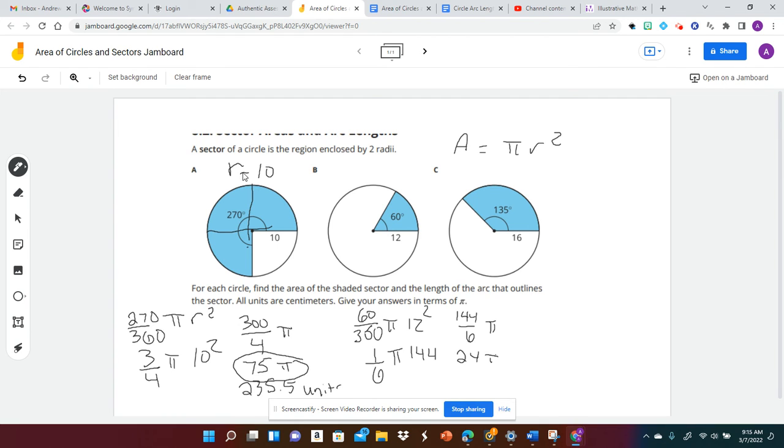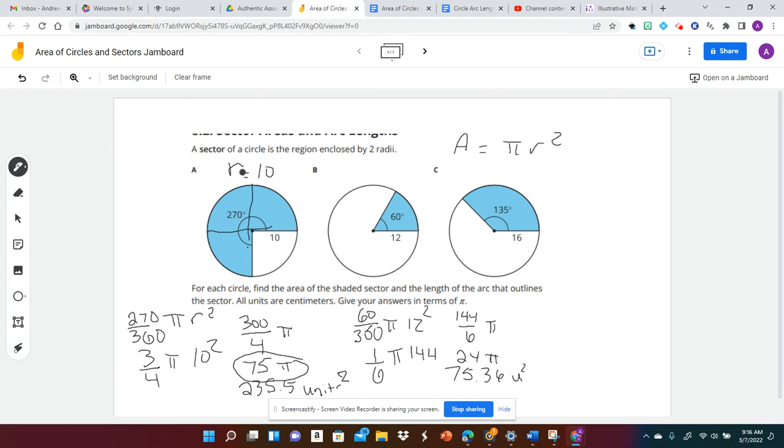Now, again, this is our exact answer, but if you were to go into Home Depot and ask for 24 pi for your area, which is in square units here, so I'm going to put units squared, they're not going to have that or know what you're talking about. So 24 times 3.14 is 75.36 square units. And I'm just going to put u squared for units squared.